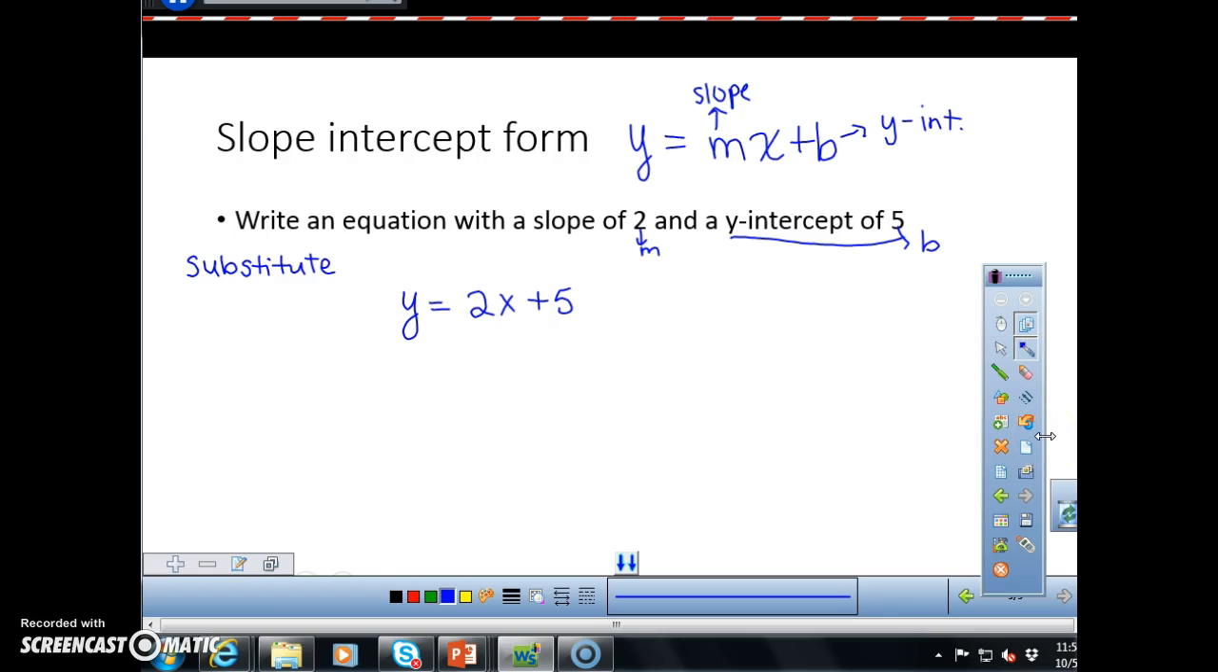And let's practice graphing what this would look like. So if you'll go ahead and draw an x and a y axis in the red bin this time. Thank you so much.